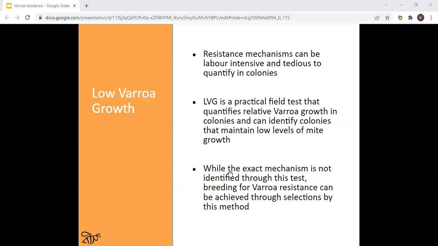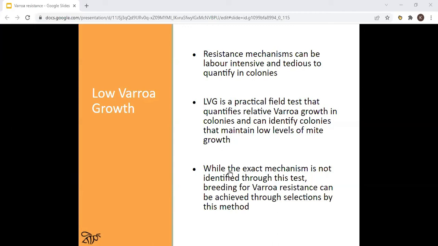Luckily, though, there has been progress in developing a very practical field test that can be used to select for Varroa resistance. This is called low Varroa growth, and quite simply, it's a test that compares the relative Varroa growth between colonies so that breeders can select for colonies that maintain low levels of mite growth. It works by taking a sticky board at the start of a season.